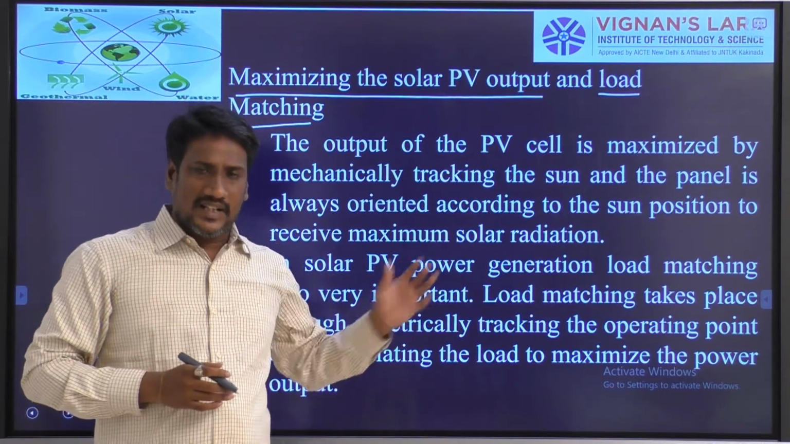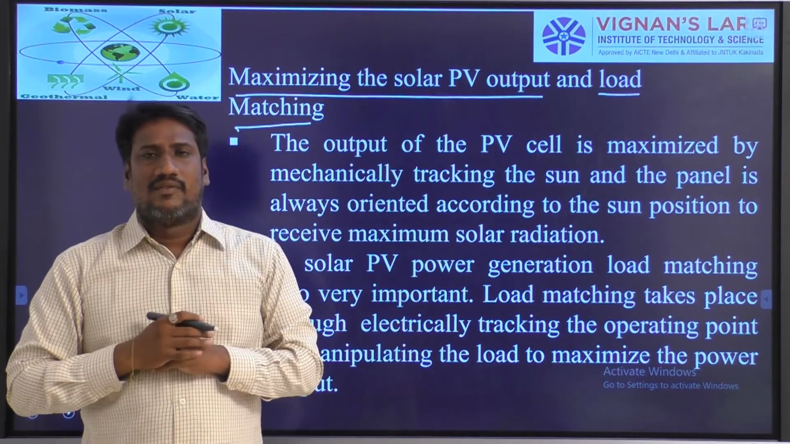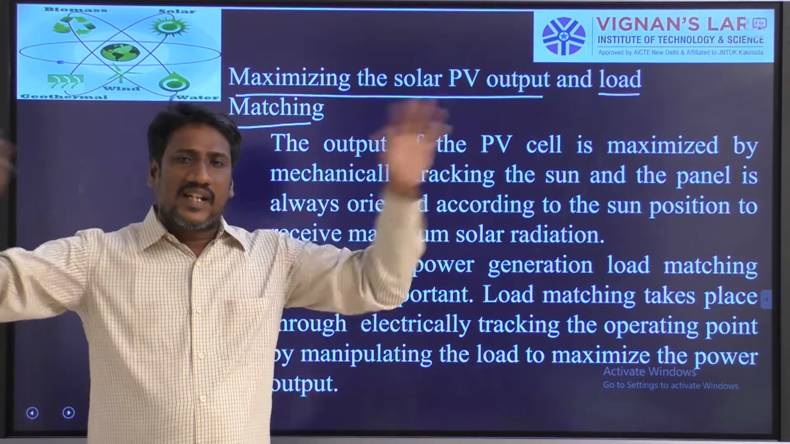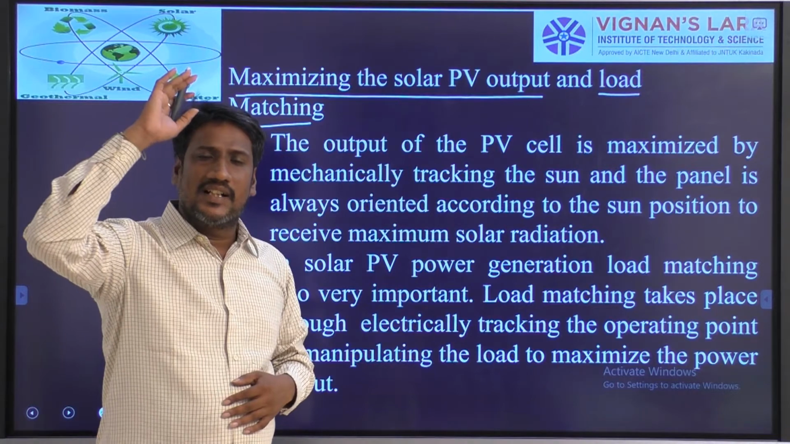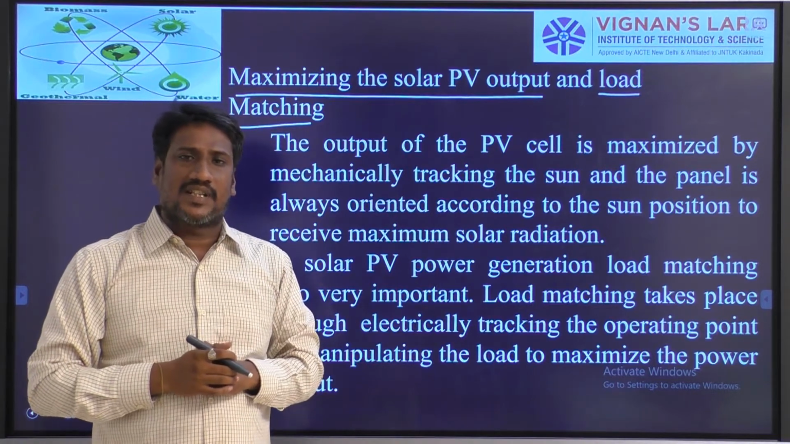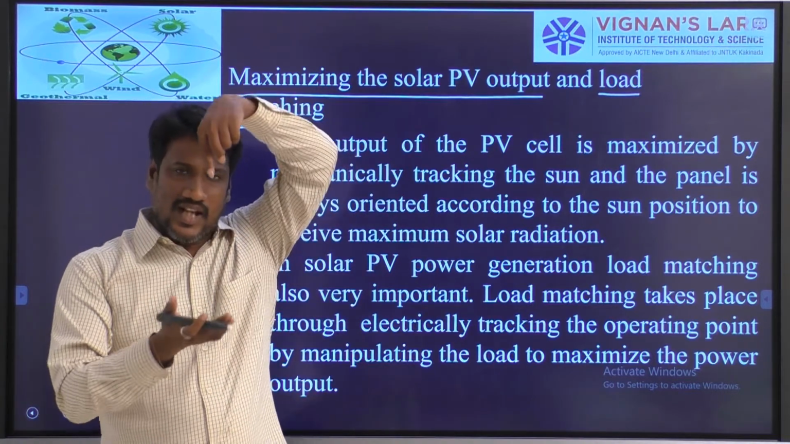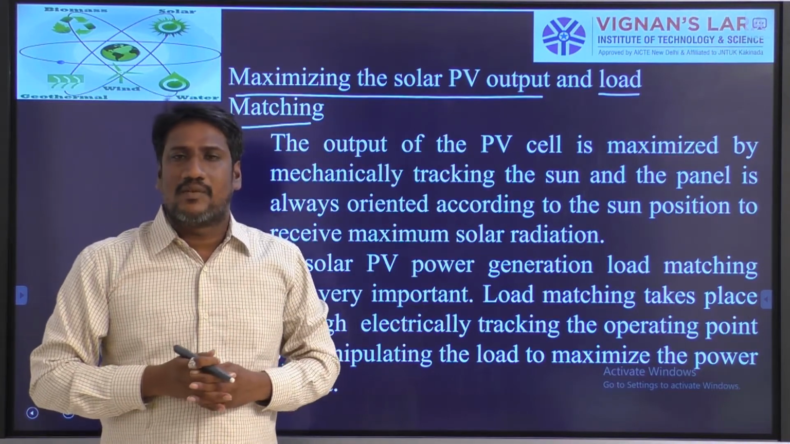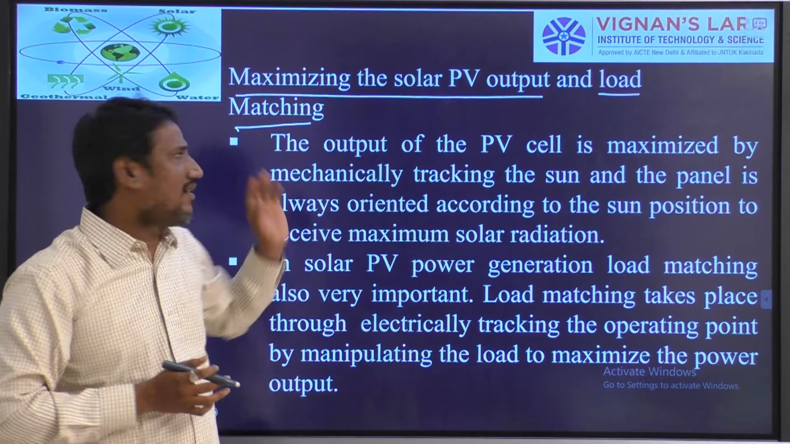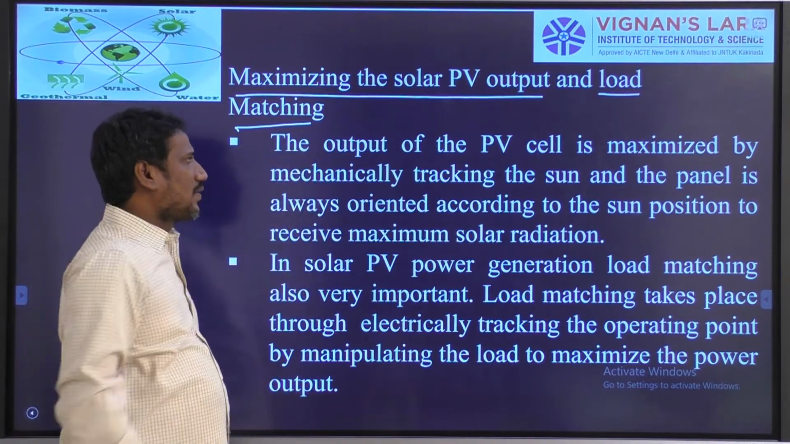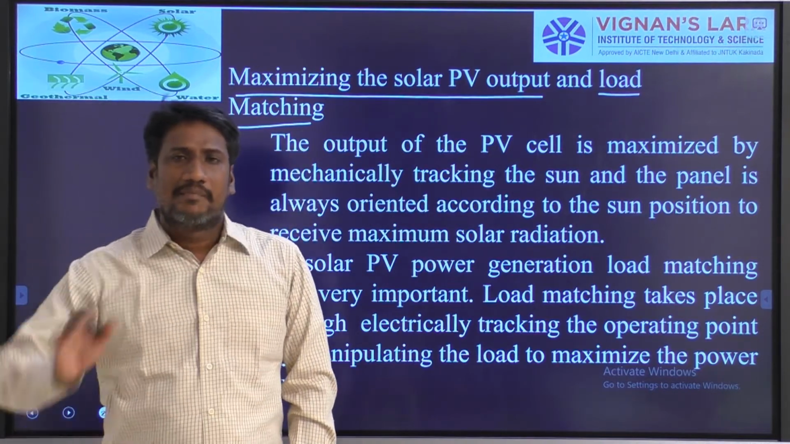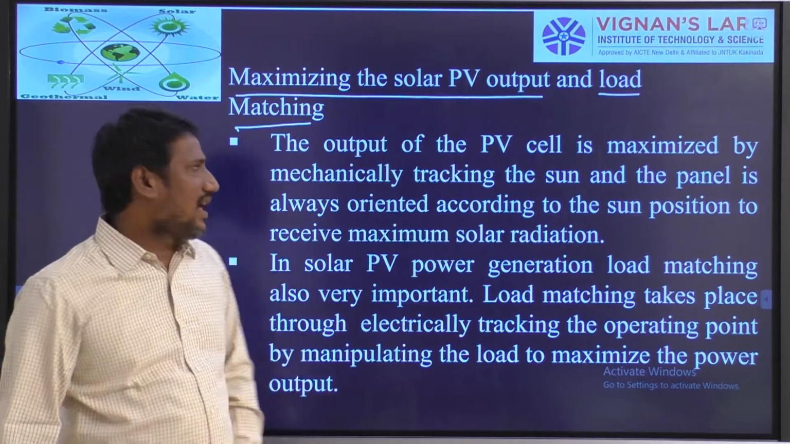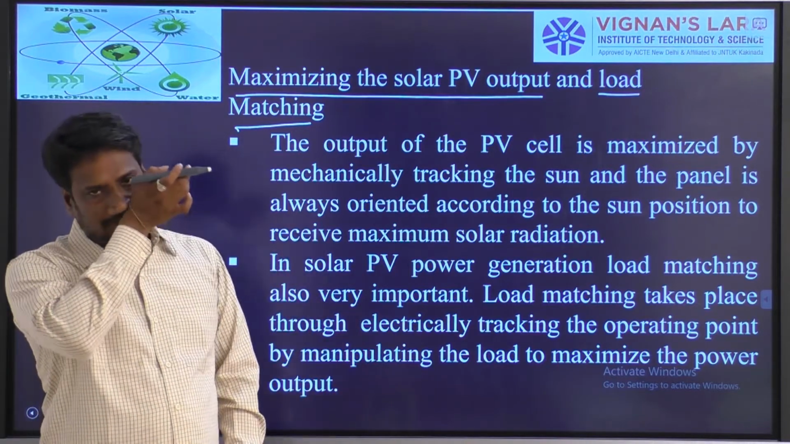For that you have single axis tracking and two axis tracking. So we can conclude that by providing tracking to the sun, the solar ray continuously strikes the panel at right angles such that it can produce the maximum amount of power, that we have already seen. This part, maximizing the solar PV output, we have already seen by providing tracking. Whereas coming to load matching.